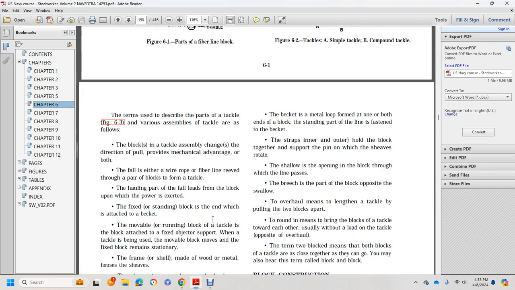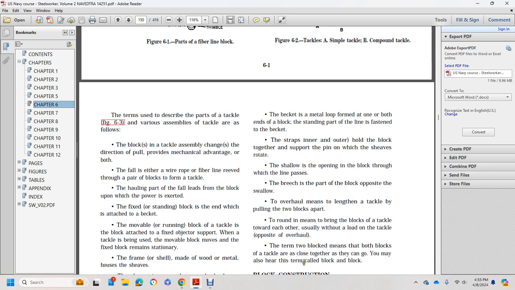The bracket is a metal loop formed at one end of the bolt end of the block. The standing part of the line is the end fastened to the becket or outer hole of the block. The pin supports the sheave so it can rotate. The swallow is the opening in the block through which the line passes. The breech is the part of the block opposite the swallow. To overhaul means to lengthen the tackle by pulling the two blocks apart. To round in means to bring the blocks of the tackle toward each other, usually without a load on the tackle. The opposite of overhaul is the term two-block, meaning both blocks of the tackle are as close together as you can see.